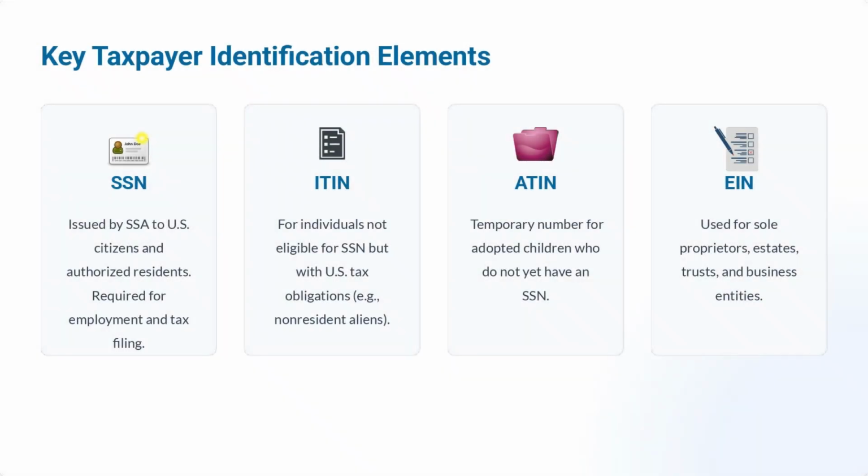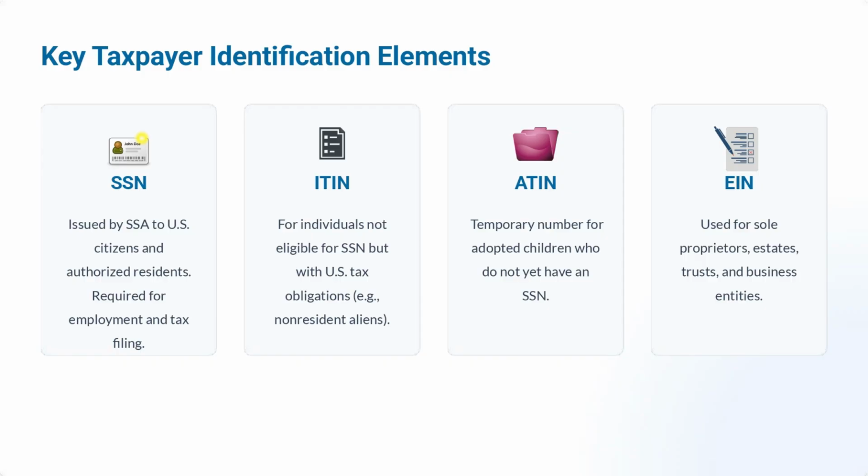Taxpayer identification numbers: SSN, ITIN, ATIN, EIN. Now let's move into the heart of the identification topic, the different types of taxpayer identification numbers. There are 4 main ones you must understand. Number 1. SSN, Social Security Number. Number 2. ITIN, Individual Taxpayer Identification Number. Number 3. ATIN, Adoption Taxpayer Identification Number. Number 4. EIN, Employer Identification Number. We'll break down each one, how it works, who it's for, and why it matters for taxes.